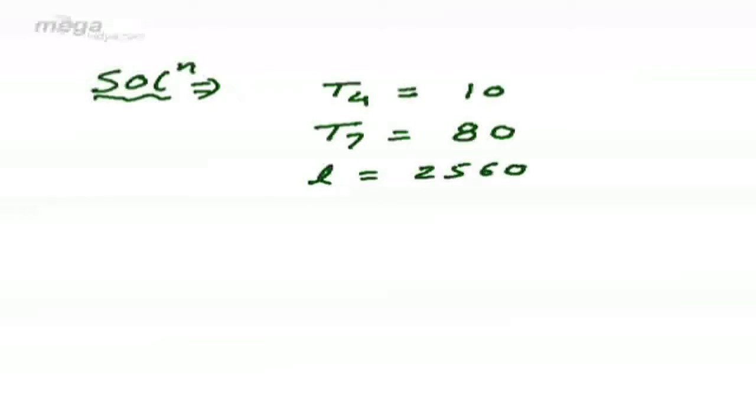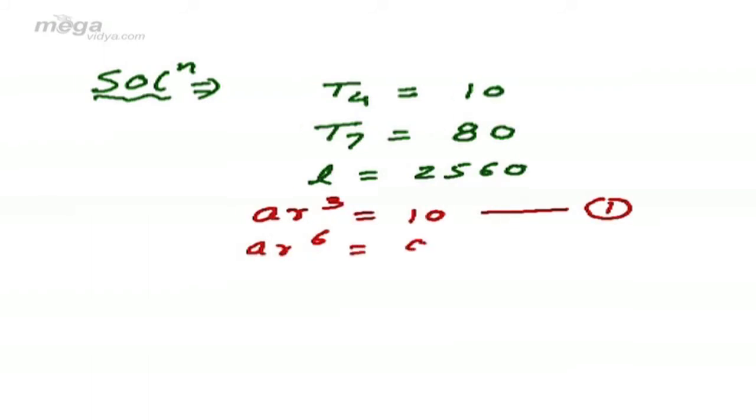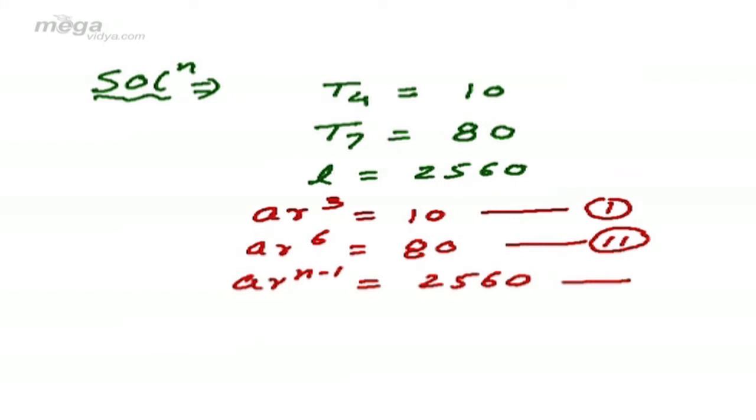T4 indicates AR cube is equal to 10. I take this as the first equation. Similarly, T7, that is AR^6, becomes 80. Second, L, that is AR to the power n minus 1, becomes 2560, equation number three. But we have to find A and N. Therefore, we have to solve these three equations, then we will get N and A.